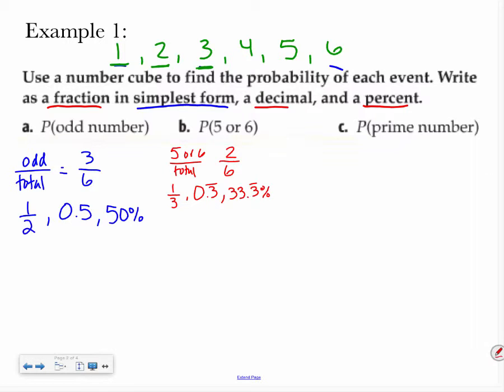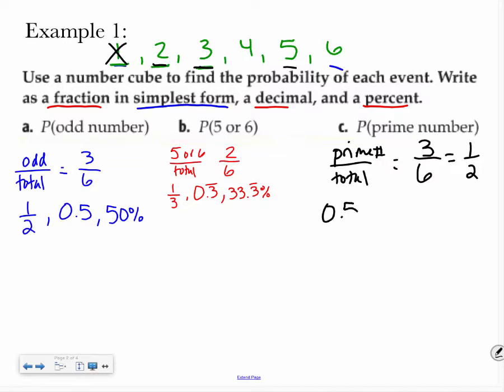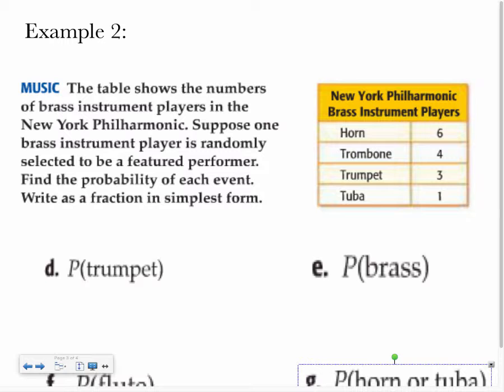Now when you're working with prime numbers, they actually don't include the number 1. So that means we have 2, 3, and 5. So we have prime number over total. And we said that could be a 2, 3, or 5, so that's 3 possible options over 6, which is 1/2, which we already said was 0.5 as a decimal, or 50% as a percent. Okay? So remember, it's always what you want to happen over the total number of possible outcomes.